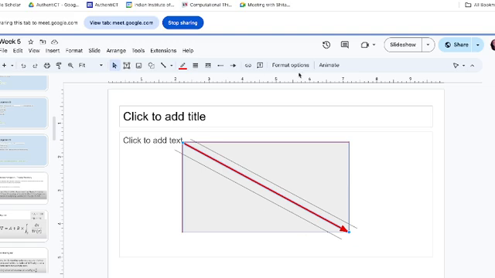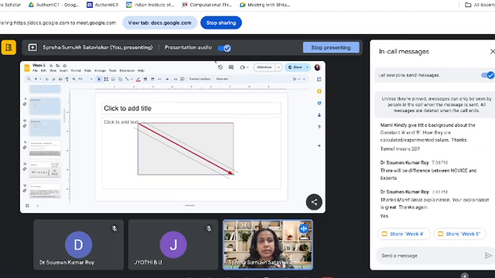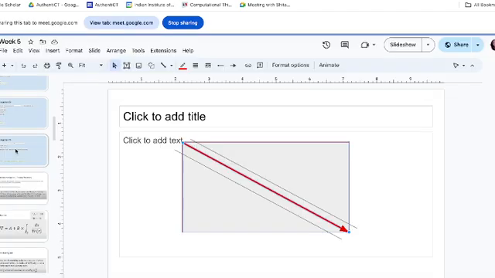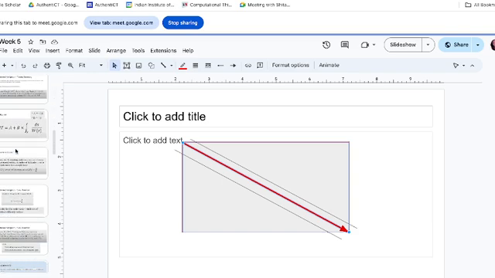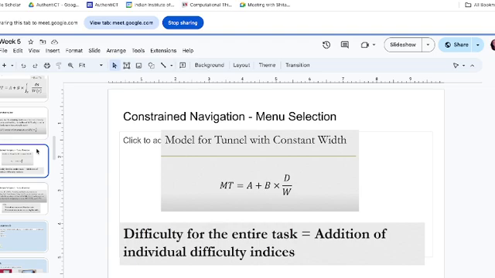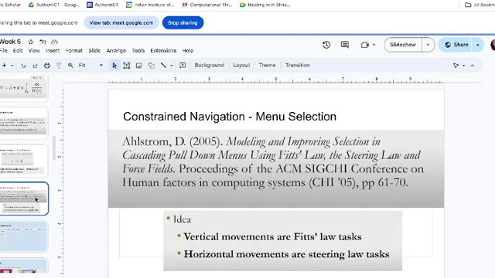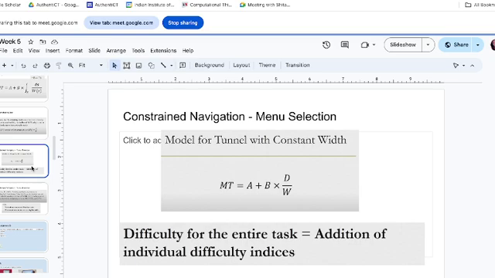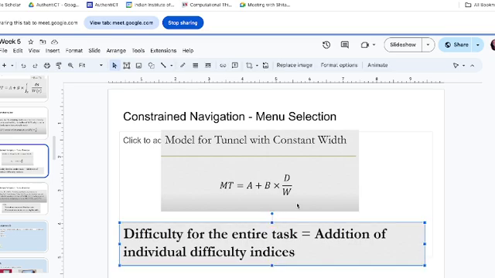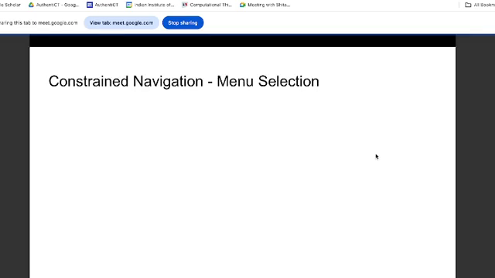So in that case, there will be multiple tunnels that you can fit around the trace of my pointer. So what we do is we add all the indices of difficulty for each part. Yes, it is one dimensional. Difficulty for the entire task is given by the addition.